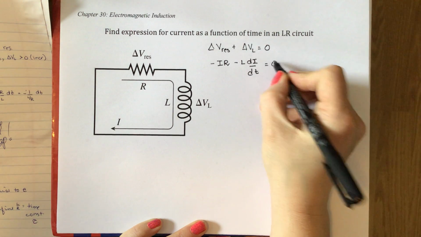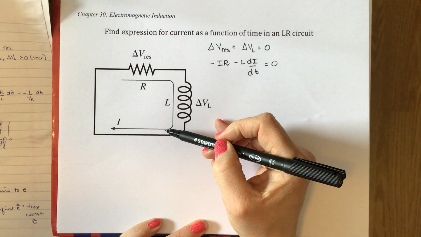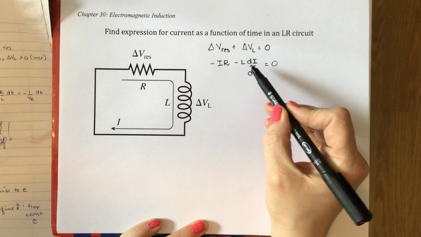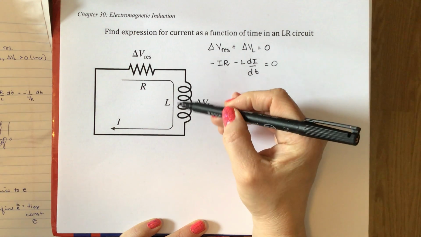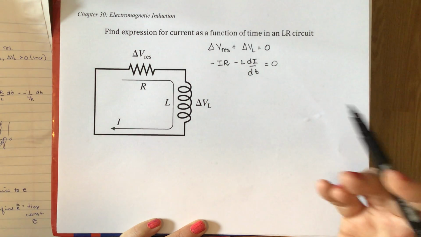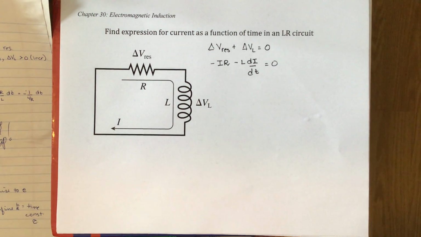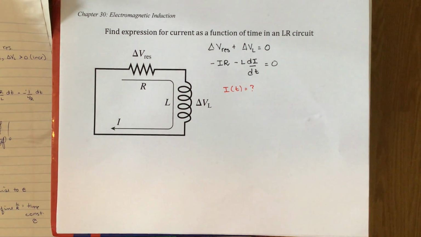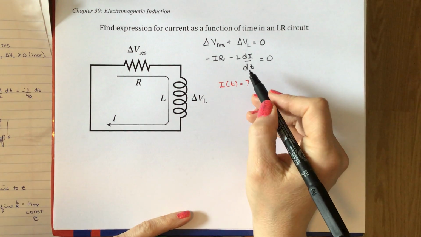And let's just make sure these signs make sense. For our circuit, the current is decreasing, which means that our slope, dI dt here, is negative. This negative times this negative would be a positive. So the inductor would act as a potential source, like a battery, which is what we established that happens. So now what we're trying to find is what is the current as a function of time. So we're trying to solve this equation for I, where we know it'll have a t in it.